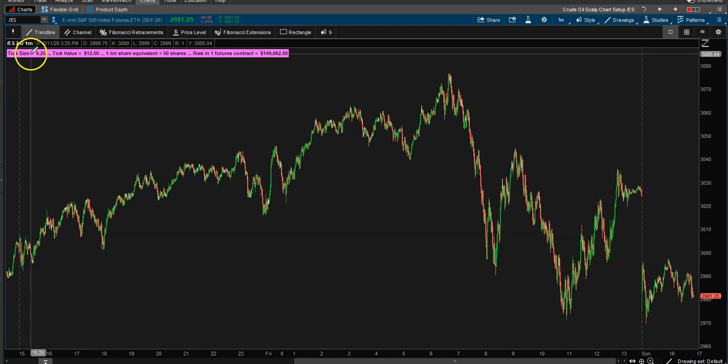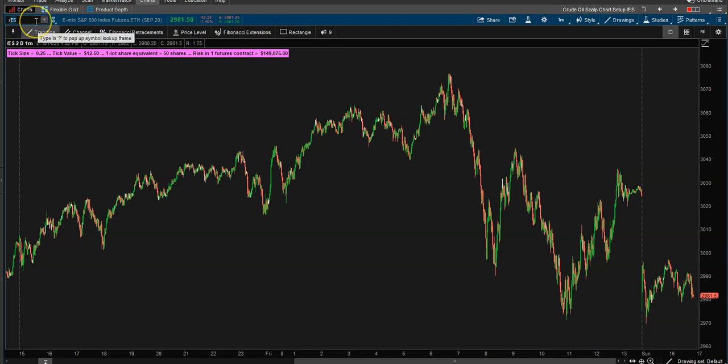It tells you tick size is in quarters, right? The tick value is $12.50 for each tick. One contract is equivalent to 50 shares of stock, right? Risk in one futures contract, meaning if it went to zero right now, you would have $149,075.00. But with that being said, it's really cool, and you would lose that much money if it went to zero, but of course it's not going to zero.